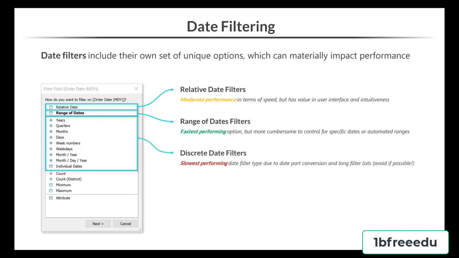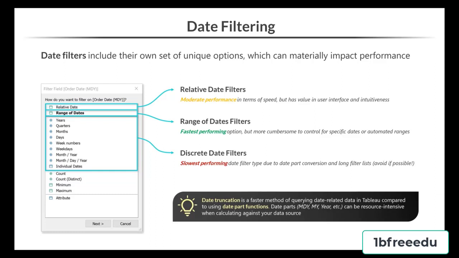Discrete date filters are the worst performing type of date filter. The combination of the filter's use of date part functions to break out pieces of a date and Tableau having to create distinct lists to view in a drop-down make it very non-performant. Try to avoid these types of filters if at all possible.